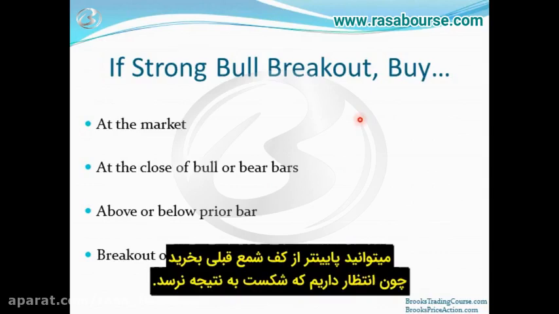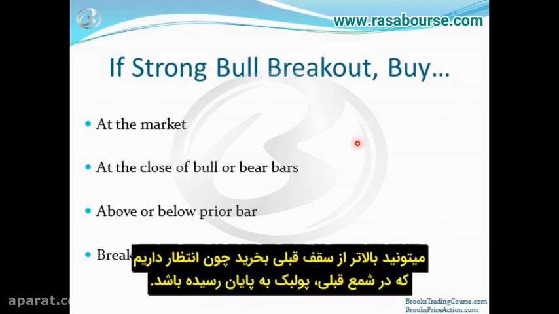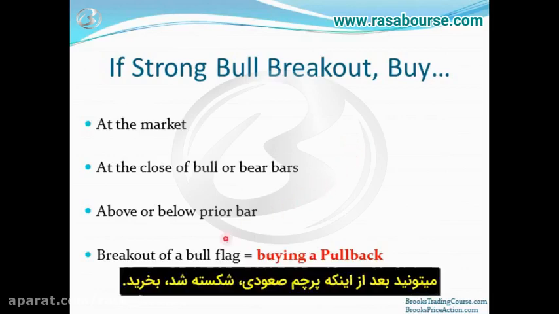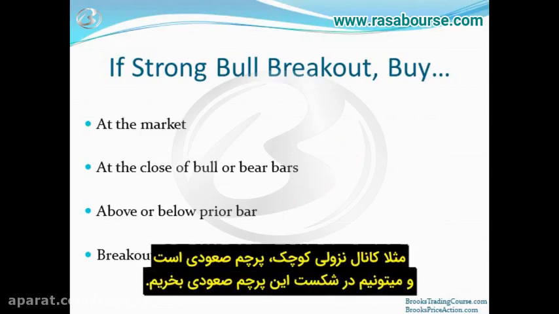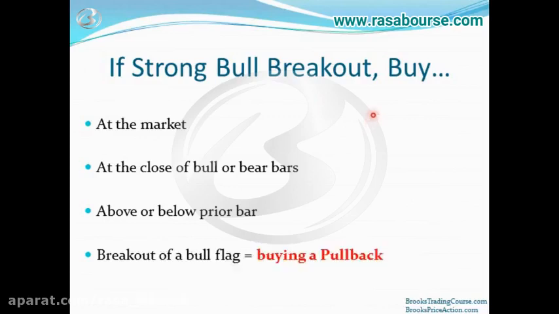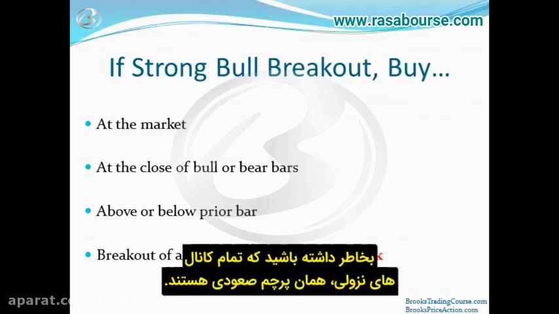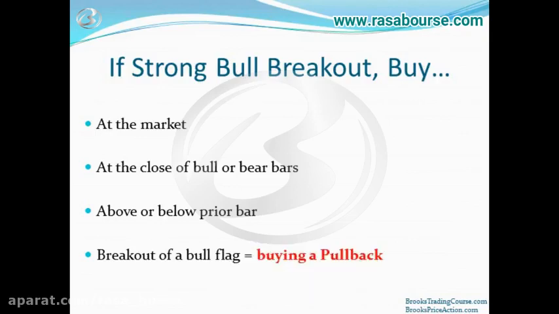You can buy below the low of the prior bar, assuming the reversal attempt will fail. You can buy above the high of the prior bar, viewing the prior bar as the end of a pullback. You can buy the breakout of any kind of a bull flag. If there's a small bear channel, it's a bull flag. You buy the breakout of that bear flag. Excuse me, that breakout of the bull flag, the bear channel. Remember, every bear channel is a bull flag.